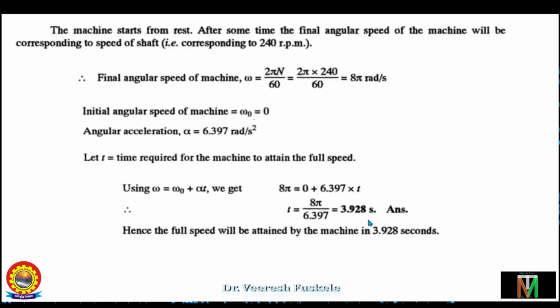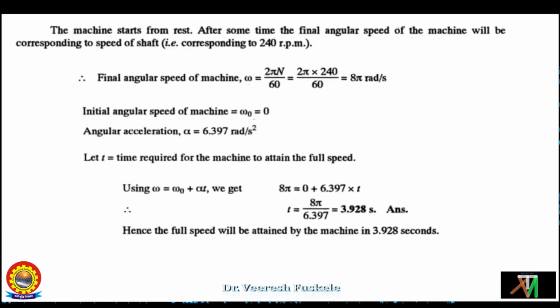We could have found out this time t by using the equation that we derived today, but this is another way to do. So we have omega is equal to omega 0 plus alpha t. From here we can find out the time which is required for the machine to attain the full speed. So this is nothing but 3.928 seconds.